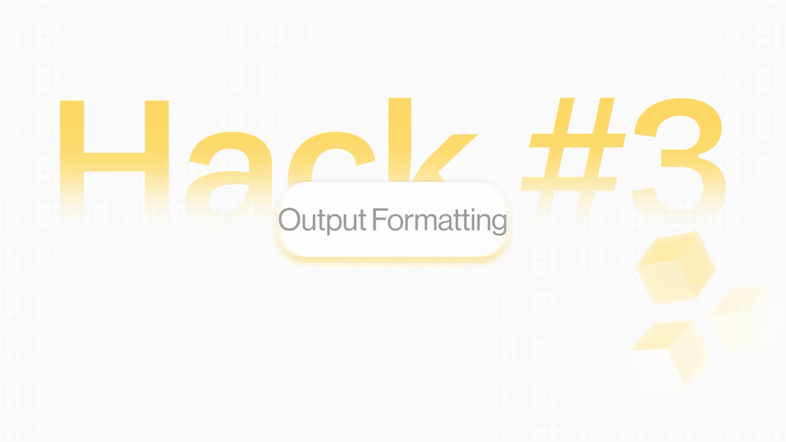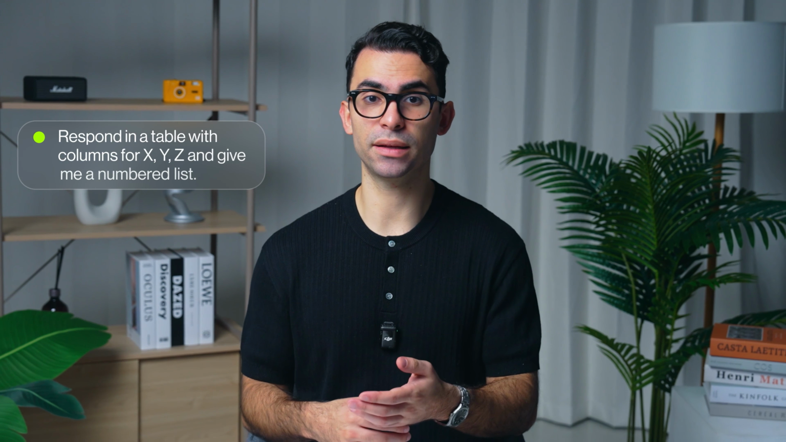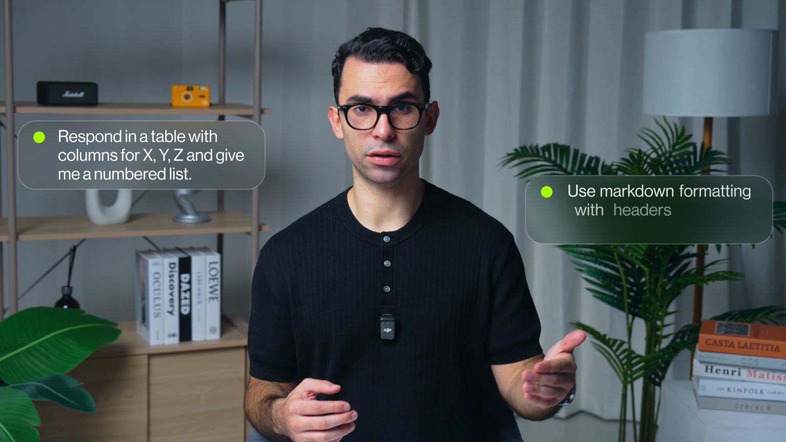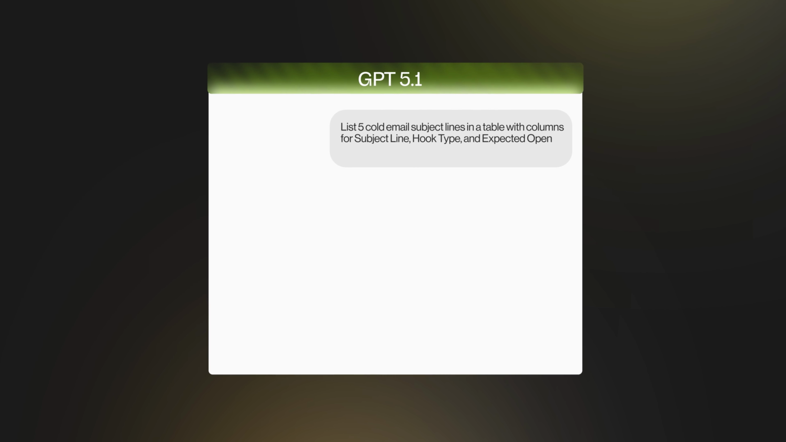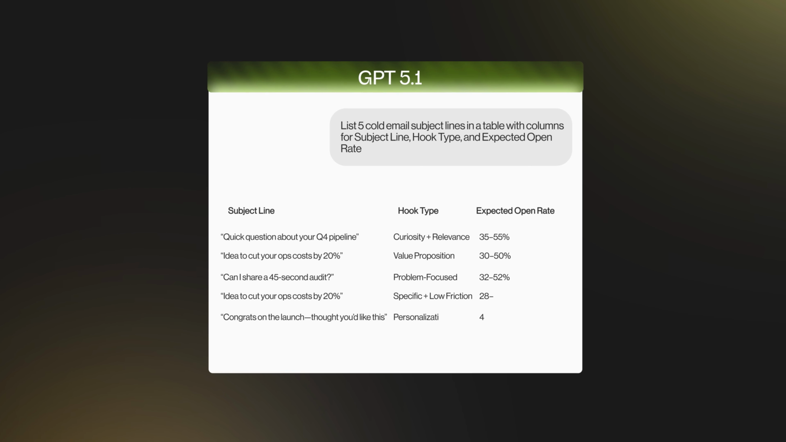Okay, now hack number 3 is output formatting. I would put this as one of the most underrated hacks for beginners because you can say things like, respond in a table with columns for X, Y, and Z, and give me a numbered list. Or use markdown formatting with headers, or output as JSON. So for example, list 5 cold email subject lines in a table with columns for subject line, hook, type, and expected open rate. Now I can copy and paste this straight into a spreadsheet or a Notion database with no reformatting needed.